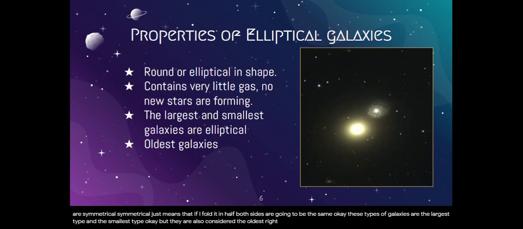Remember whenever I said there are nice clean lines right here? That means that there's not a lot of gas, not a lot of dust. And so, because of that, we don't have any new stars forming, right? We need the gas and the dust to make the baby stars. If there is no gas and dust, that means it's all already been used up. And so, all of my stars here are going to be older. And so, that's how we know that elliptical galaxies are the oldest galaxies.